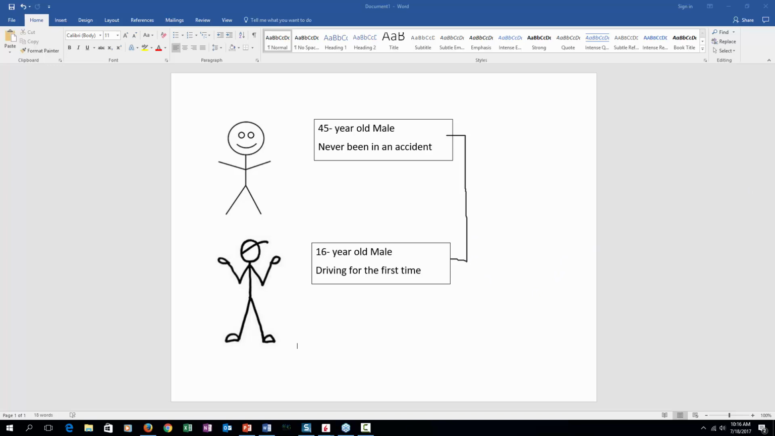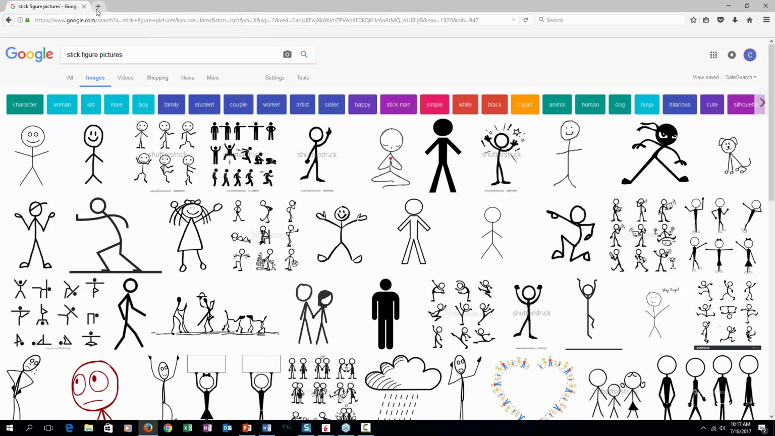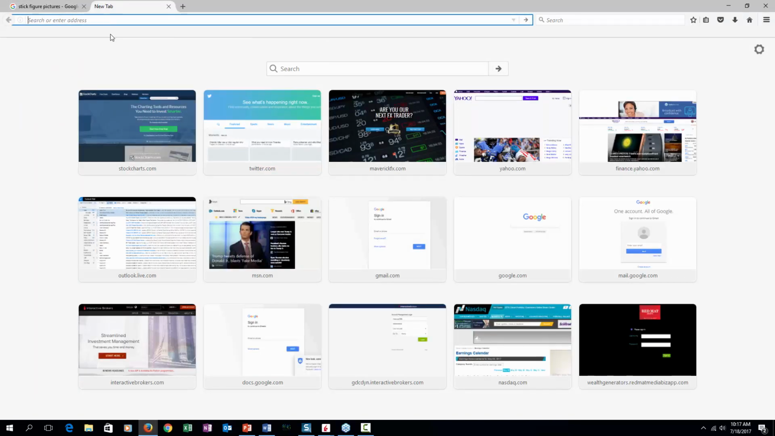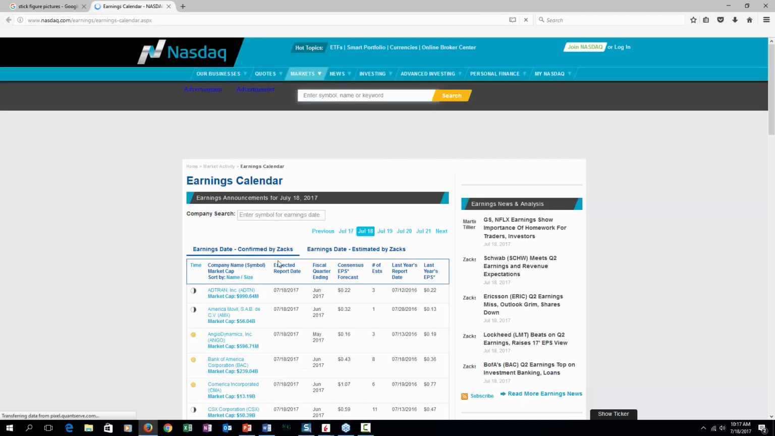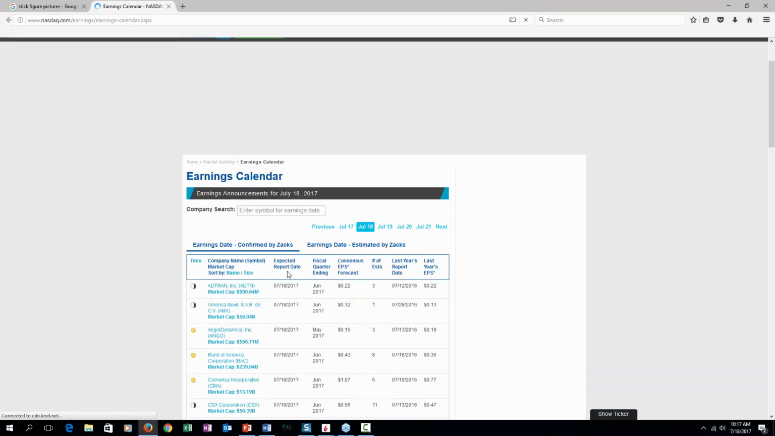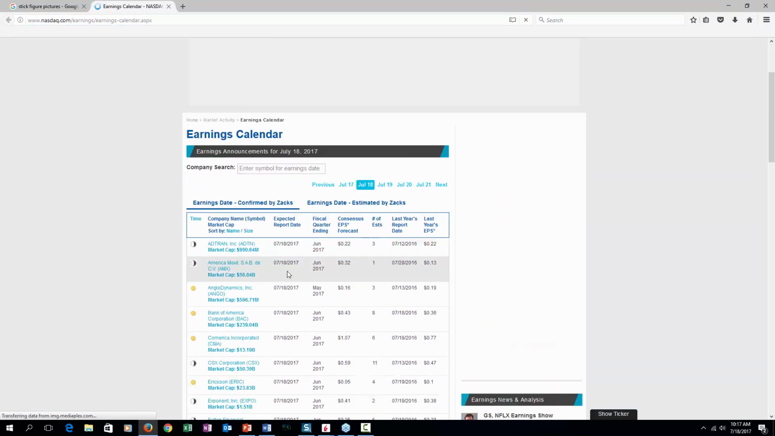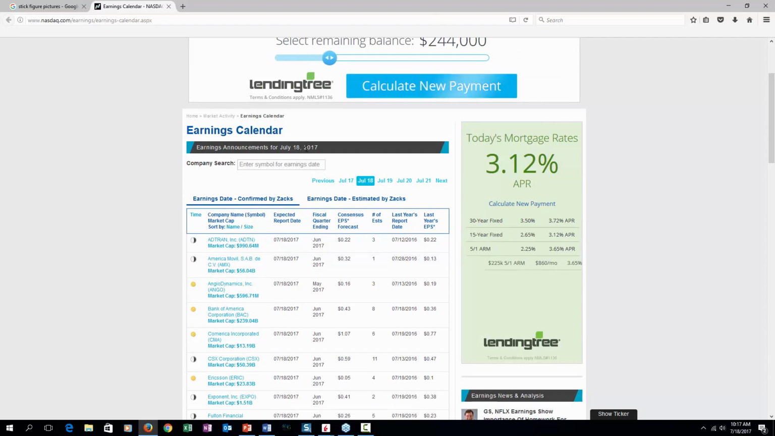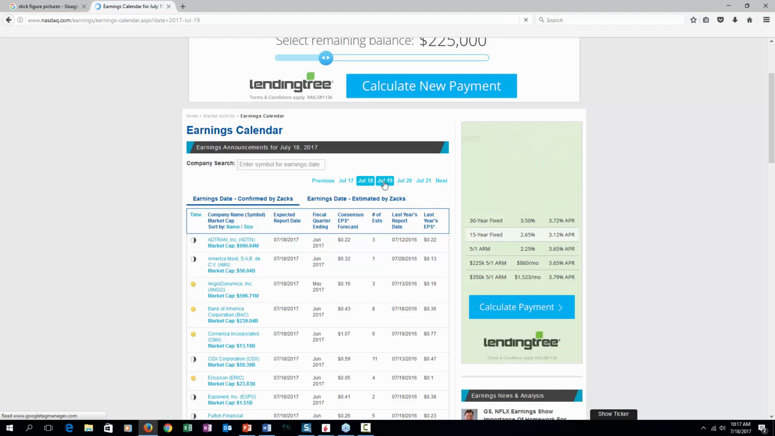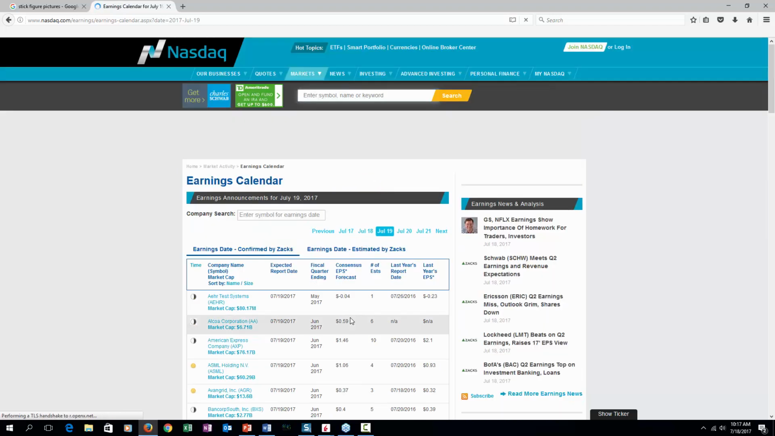Now, let me take it to a real-life example. Now we've kind of shared what that's like in terms of options. You can see where I got my stick figure pictures here this morning. I thought hopefully that was a good way of explaining it. If it's not, then well, sorry. So here's the Nasdaq calendar. We can come in and look at what companies are reporting earnings this week. This is for July 18th. Some of these already reported, so let's go to tomorrow, hypothetically, and we'll say, okay, what's reporting tomorrow?